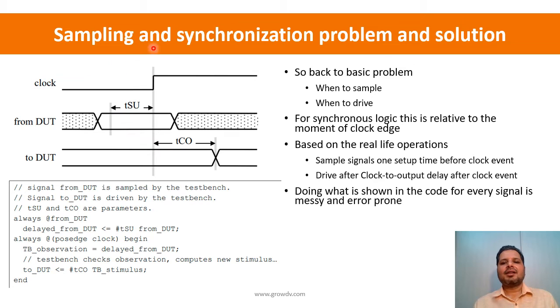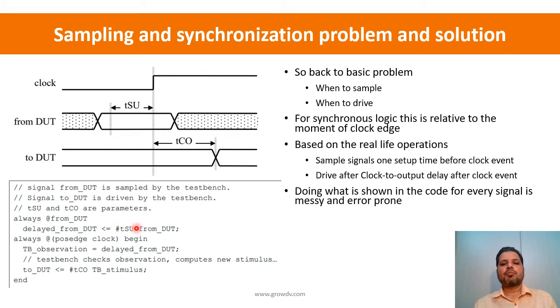Now if we model the same behavior in our test bench, let's say we have these two signals, from DUT and to DUT, and from DUT is driven from the DUT and is coming into the test bench. So let's see how we can model it. What I'm going to do is create a delayed version of it. So I will do a non-blocking assignment, with delayed from DUT as my target on the left hand side, and on my right hand side I have from DUT, and I am using this delay operator.